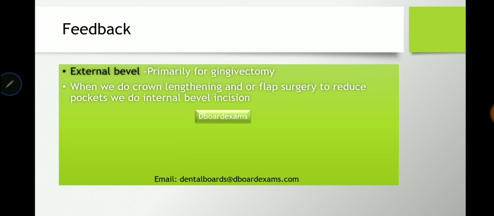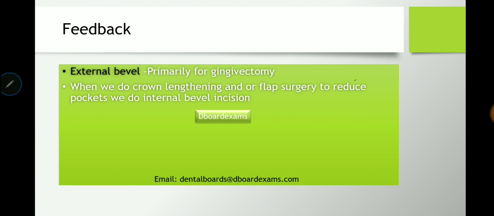Let's look at the feedback here. The external bevel is primarily for gingivectomy. When we do crown lengthening, or a flap surgery to reduce pockets, we do an internal bevel incision.